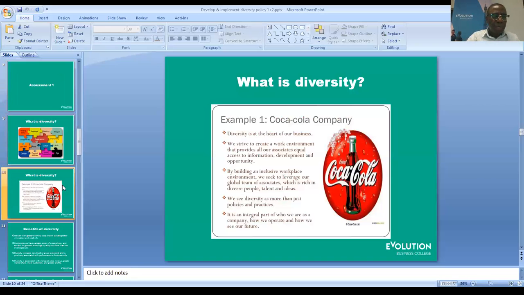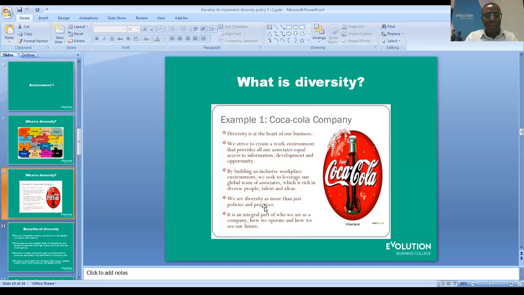And so let's look at another slide there. There is Coca-Cola, right? Just going to look at an example of Coca-Cola and their diversity. So Coca-Cola tells you from their policy that diversity is at the heart of our business, right? We strive to create a work environment that provides all our associates equal access to information, development, and opportunity.